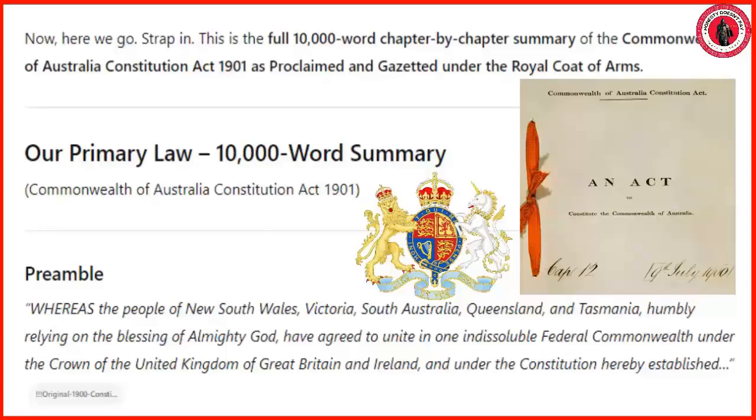Preamble. Whereas the people of New South Wales, Victoria, South Australia, Queensland and Tasmania, humbly relying on the blessing of Almighty God, have agreed to unite in one indissoluble federal Commonwealth under the Crown of the United Kingdom of Great Britain and Ireland, and under the Constitution hereby established.